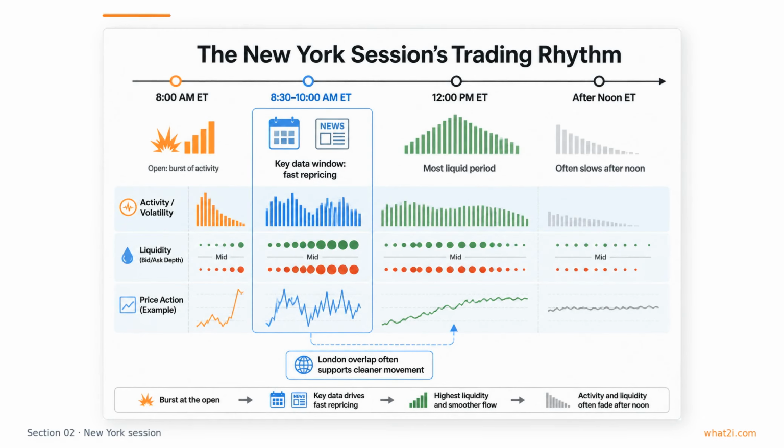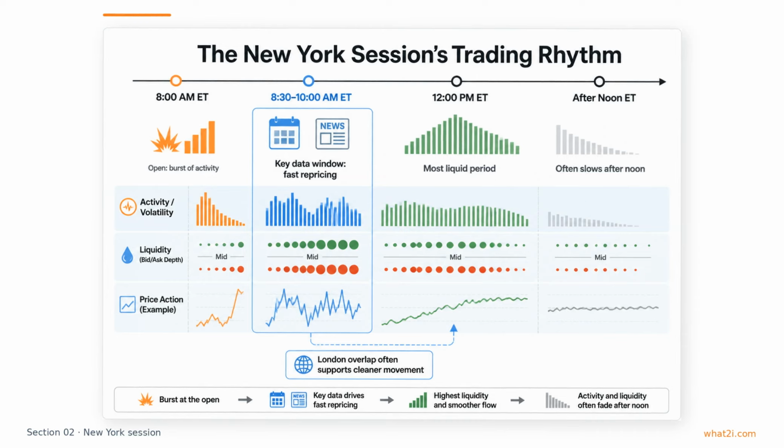The New York session has its own rhythm and timing matters a great deal. The open at 8:00 a.m. Eastern often brings an immediate burst of activity as traders position for the day. From about 8:30 to 10:00 a.m., the market enters an important data window.